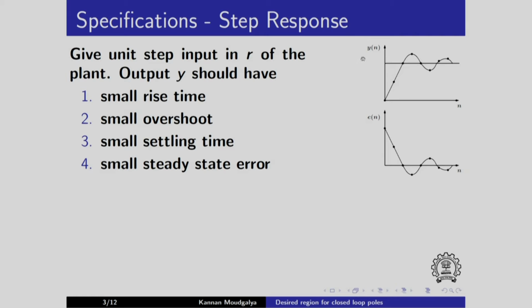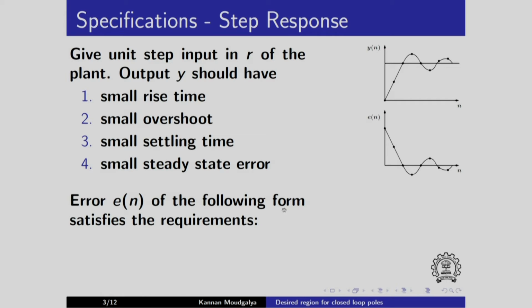We have written Y of n, this is the plant output. This is E of n, which is the difference between the reference signal R and the output Y, and the reference signal has a unit step change. So as a result, the difference between R and Y is given here. This is the error signal. We would want E to have small fall time, or small rise time for Y. We would want E to have small undershoot. We would want this error signal to settle fast, and we would want this error to go to 0 eventually.